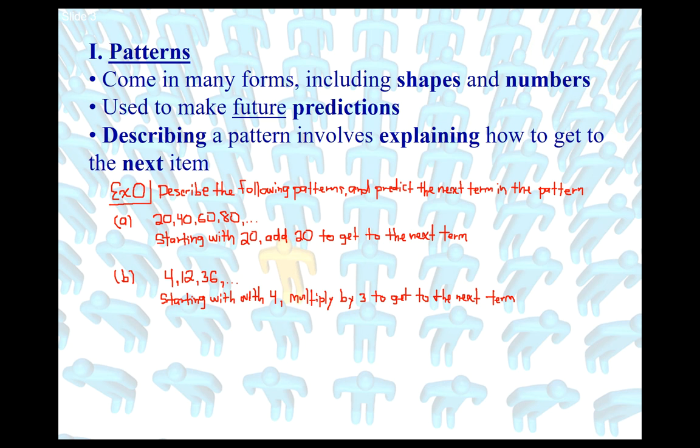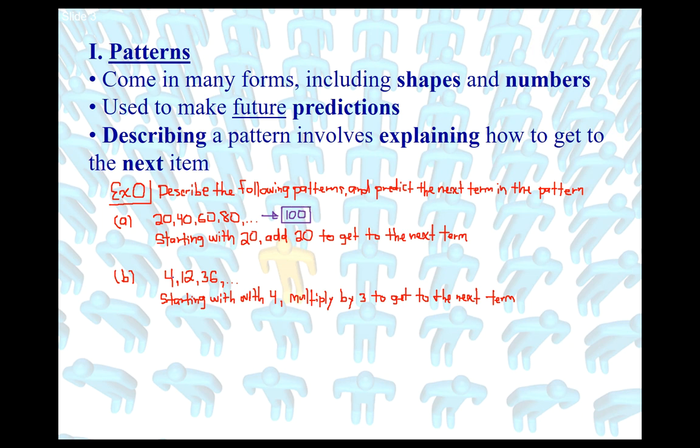Now, we also needed to identify what the next term is. So let's go back to example A. Starting at 20, add 20 to the next term. So 20 plus 20 is 40, plus 20 is 60, plus 20 is 80, plus another 20 is 100. So that'd be the next number in that one.